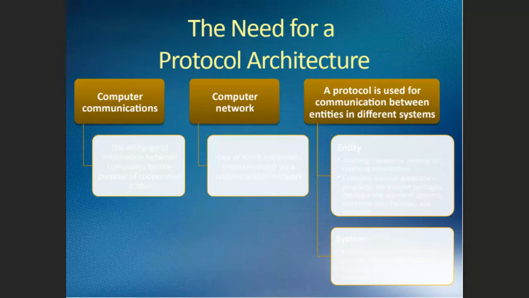Attendance is important. So an entity is capable of sending or receiving information. Examples are user application programs and file transfer packages. These are all entities. A system is a physically distinct object that contains one or more entities. Examples are computers, terminals, and remote sensors, okay?